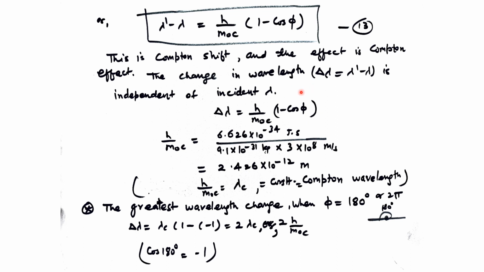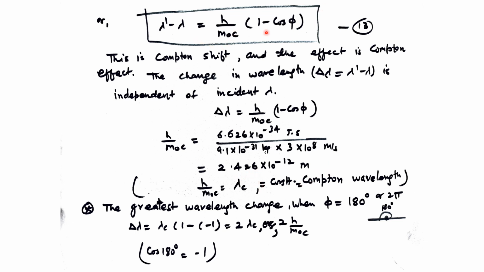So this shift is independent of the wavelength of incident radiation or frequency of incident radiation. There is no term of lambda or nu on the right hand side. So the shift depends only on this angle phi, cos phi, because h is Planck's constant, m naught is the rest mass of the electron, and c is the speed of light. This factor h by m naught c is constant, and is known as the Compton wavelength, which is fixed. If we put the values of Planck's constant, rest mass of electron, and the speed of light, it comes to 2.426 into 10 to the power minus 12 meter, or 2.426 picometer.